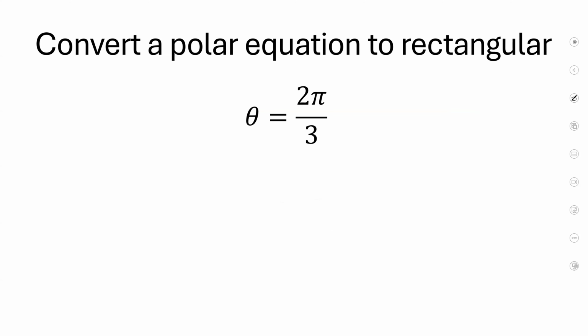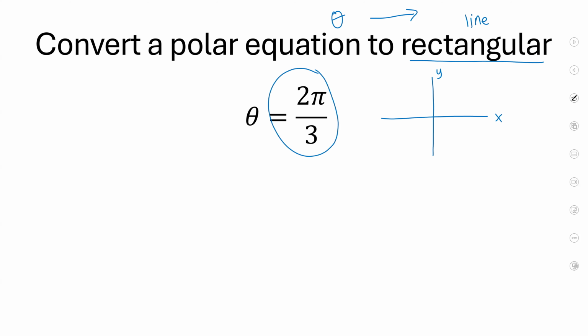So whenever you have theta, when you have an angle, when you go to rectangular, it'll just be a line. So if you think about your unit circle, I'll call this x and I'll call this y. An angle with this measurement is right here. This is the measurement of theta. And the coordinate right here, you guys remember what it is?